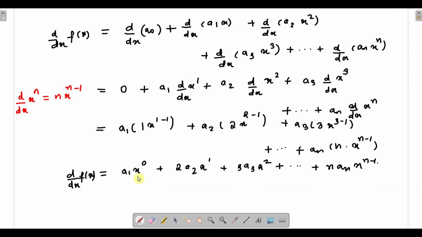Okay, and so you can see that you are getting the derivative as a1 x raised to 0 plus 2 times a2 x raised to 1 plus 3 times a3 x square and so on plus n an x raised to n minus 1. Now this you don't have to remember. Okay, this you don't have to remember. The only thing you have to remember is this formula of the derivative, right? If you remember this, then you can find the derivative of any polynomial.